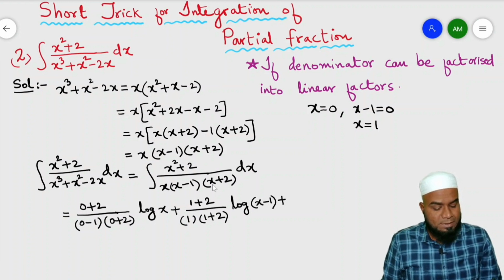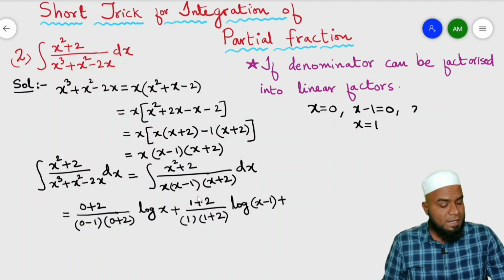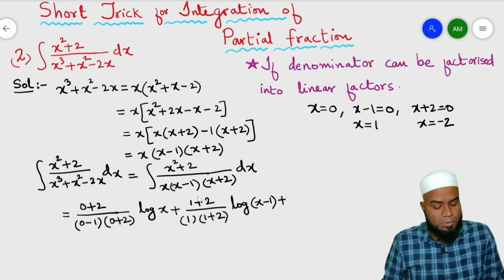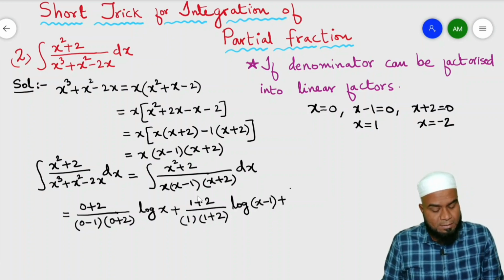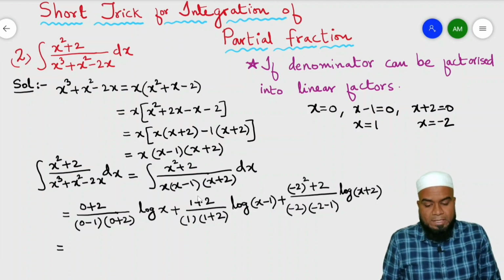Then plus, equate the last factor x plus 2 to 0. So what we will get here? x plus 2 equal to 0, then x equal to minus 2. So the minus 2 value we have to substitute here. (Minus 2) whole square plus 2 upon (minus 2) into (minus 2 minus 1) and log of x plus 2, right? Simplify this, you will get the required answer.